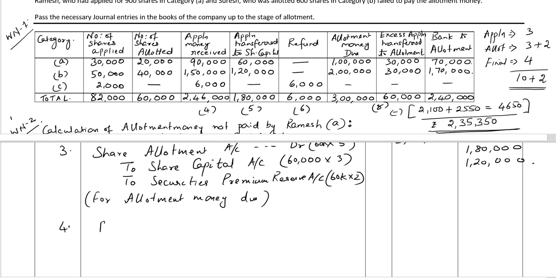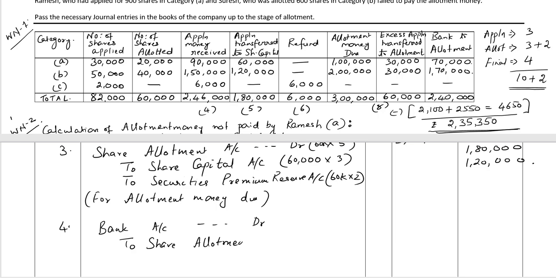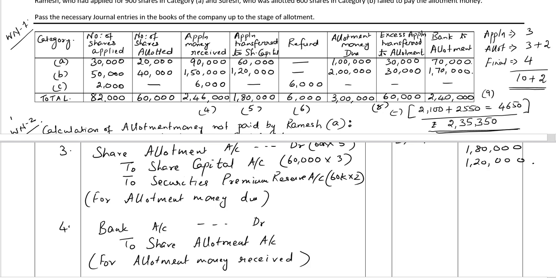The fourth journal entry is for the allotment money received, bank account debit to share allotment account, for allotment money received. This is the answer of the last and final column, the ninth column, after subtracting the calls and arrears where Ramesh and Suresh have not paid the amount. So we have the amount of allotment money received is 2,35,350 rupees. The question has asked us to pass the journal entries only up to the stage of allotment, which we have completed.